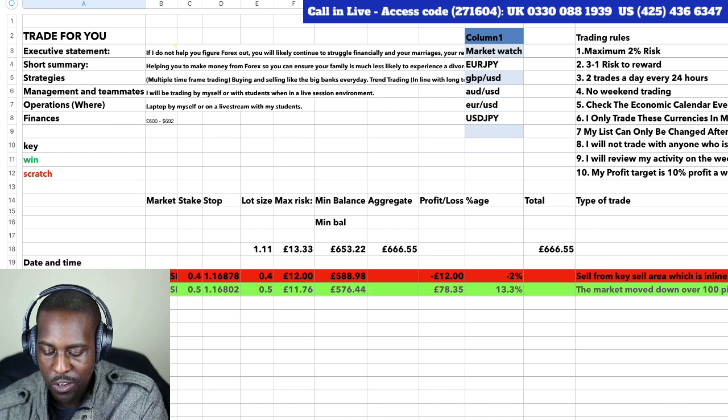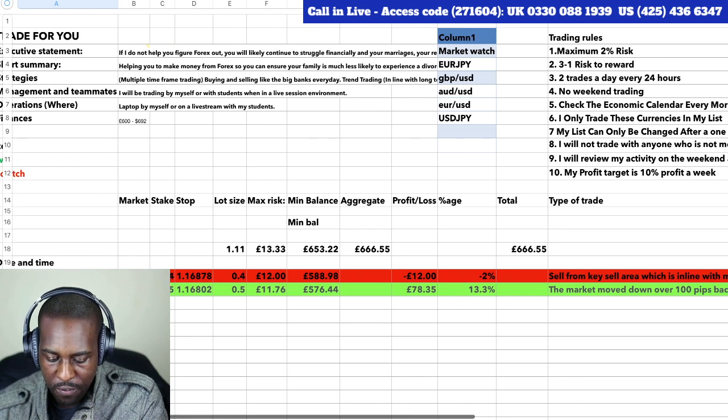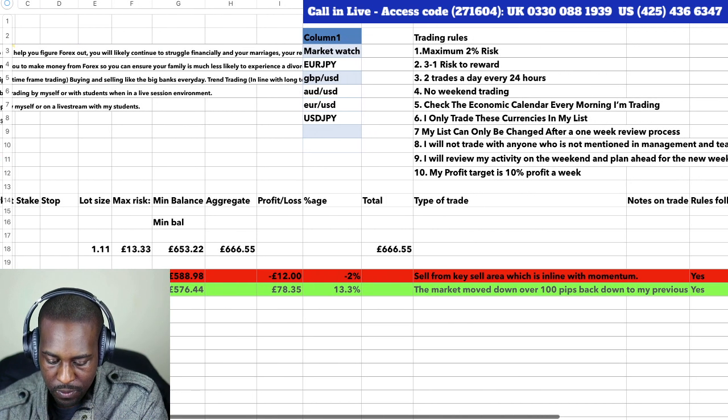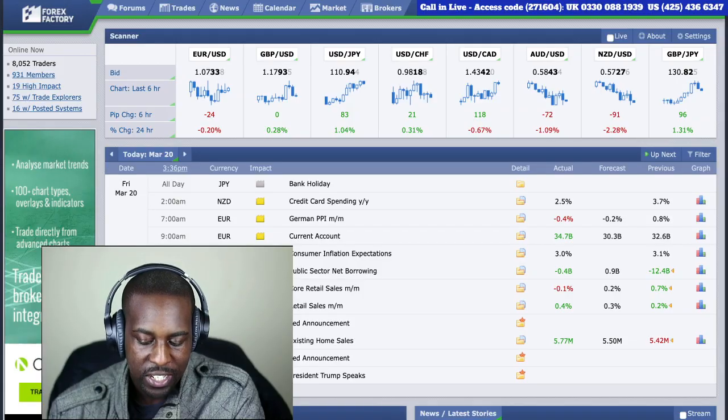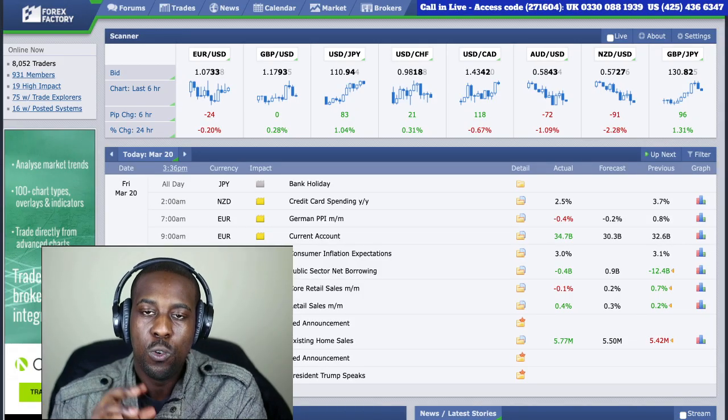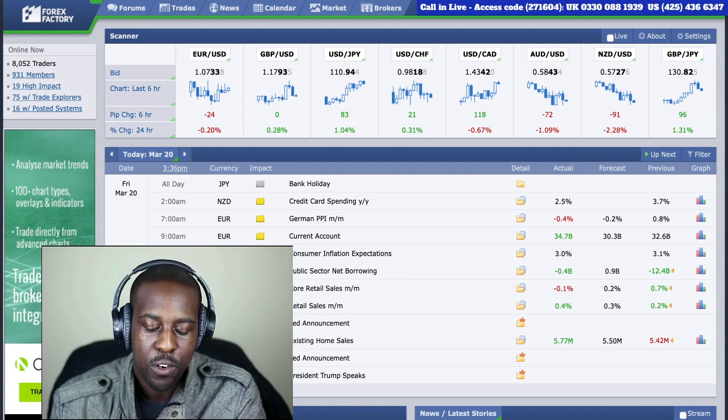One of the rules is basically that, look, if you make your weekly target, okay, then that's it. There's no more trading. It's just that simple. And we actually did that yesterday. We'll talk about that in more detail later on.